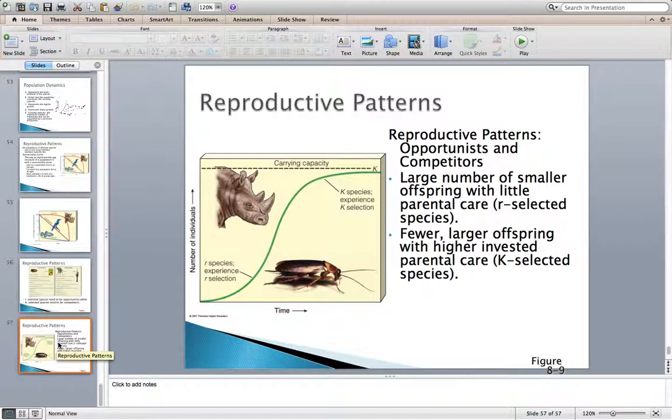So if we look at the difference between R-selected and K-selected reproductive patterns, what we notice is a difference between opportunists and competitors. So K species will be the competitors, while R species are the opportunists. There's a large number of smaller offspring with little prenatal care for the R-selected. And the K species, such as humans and large mammals, have fewer, larger offspring with higher invested prenatal care. And that will conclude the video lecture on population dynamics.